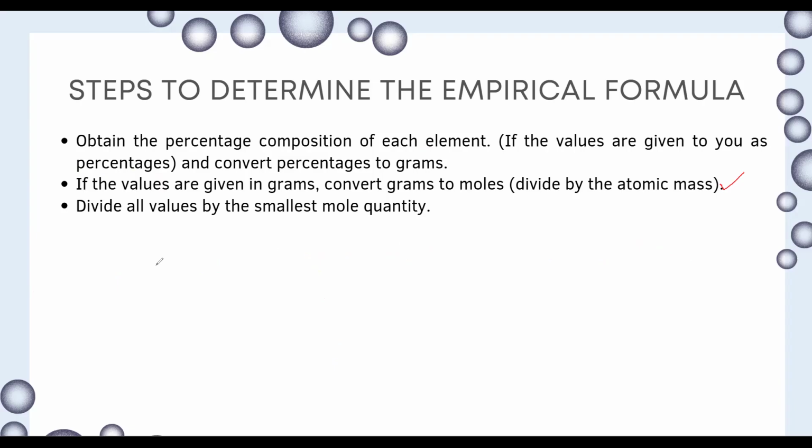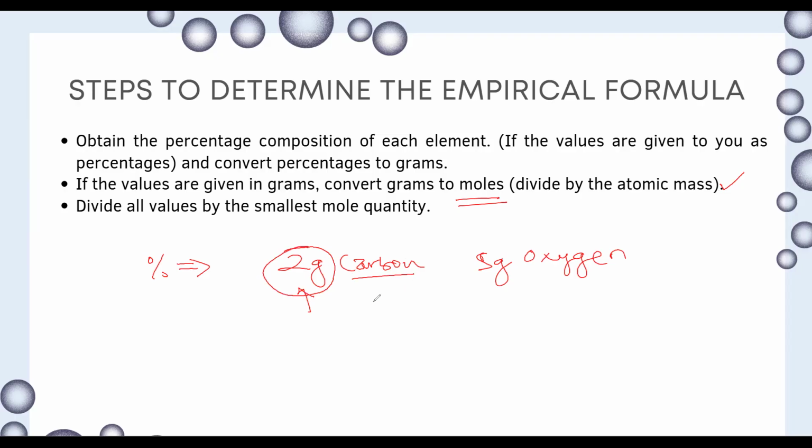If they didn't give you the value in percentage, they gave you the value in grams directly. So for instance, they say a compound contains 2 grams of carbon and then 5 grams of oxygen. To get the empirical formula, the first step is to convert these grams into number of moles. How do you do that? You simply divide by the atomic mass of carbon. The atomic mass of carbon is 12. So you're just simply going to say 2 divided by 12.